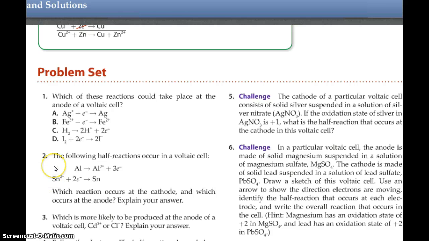It is your oxidation. Sorry, I forgot to say hit pause on these to do them yourself. I hope you did. If not, try them again later. Make sure you can do it without me explaining it. Number 3, which is more likely to be produced at the anode of a voltaic cell? Cadmium plus 2 or chlorine minus 1? Explain your answer. So hit pause, think it over.